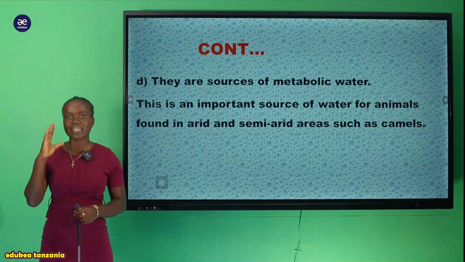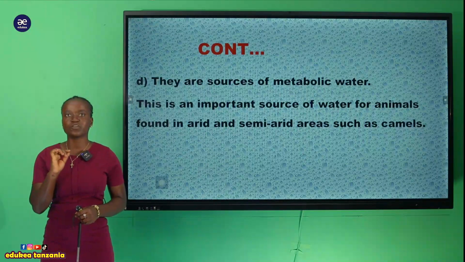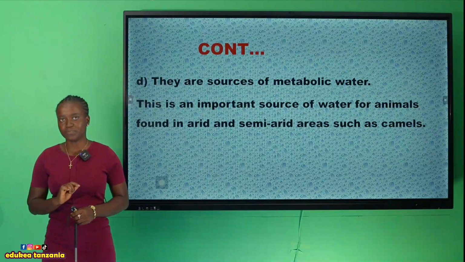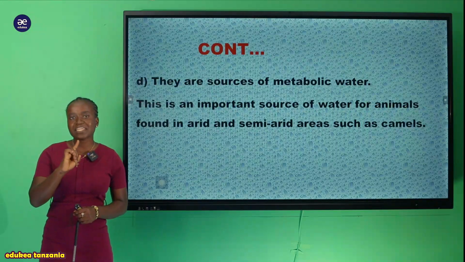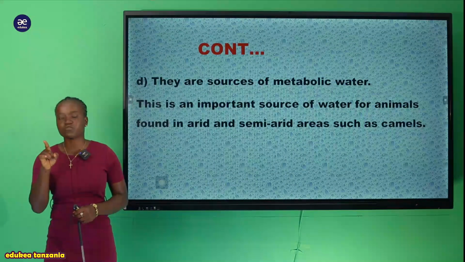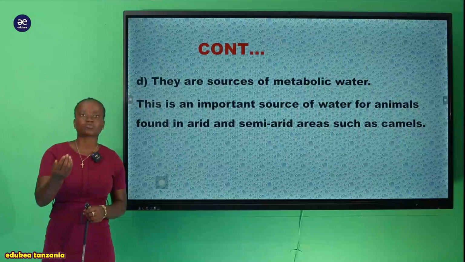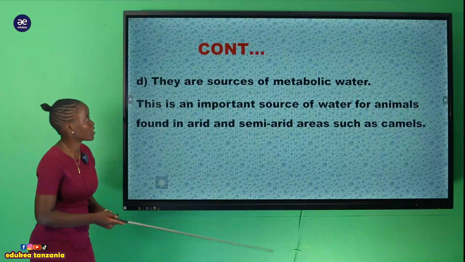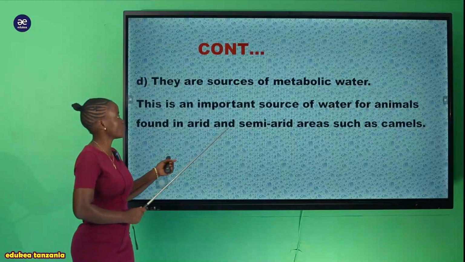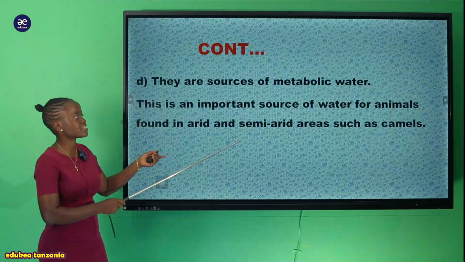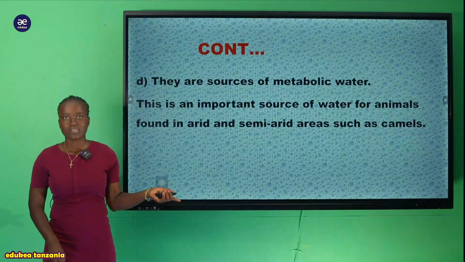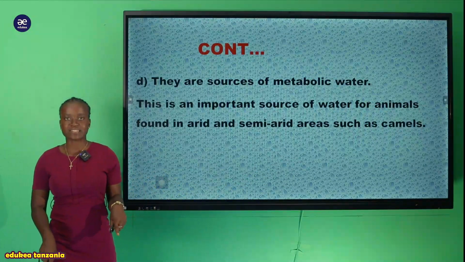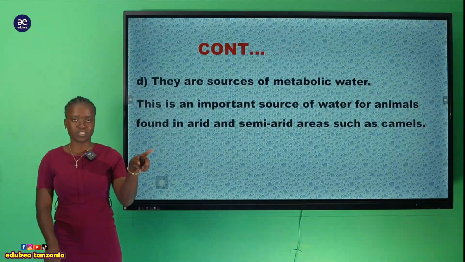Yale maji ambayo yanatengenezwa, ambayo tuliona 3 molecules of water, they are created by the formation of 1 molecule of lipid. Yale maji yaliyo be lost through that reaction ndio ambayo yanatumika within the body. So those water, they help these organisms which live in arid and semi-arid areas. For instance, we have the camels. You can be asked in the exam.